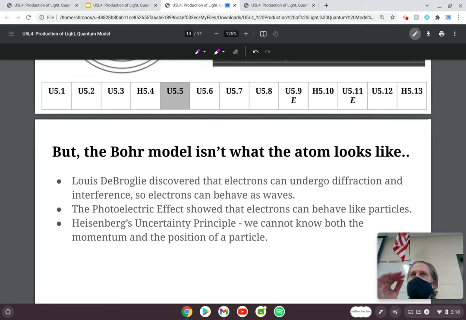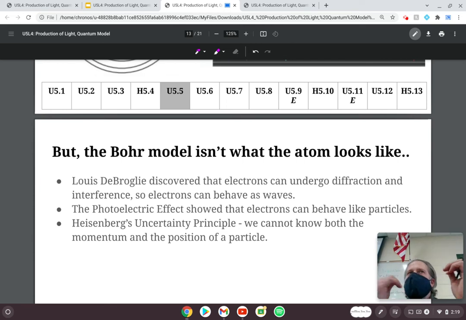He postulated or theorized that electrons, which we're saying are particles, behave like waves. So if light can behave like a particle, then electrons can behave like a wave, is what he basically said. And that's why the photoelectric effect is really important in our understanding of what atoms are.